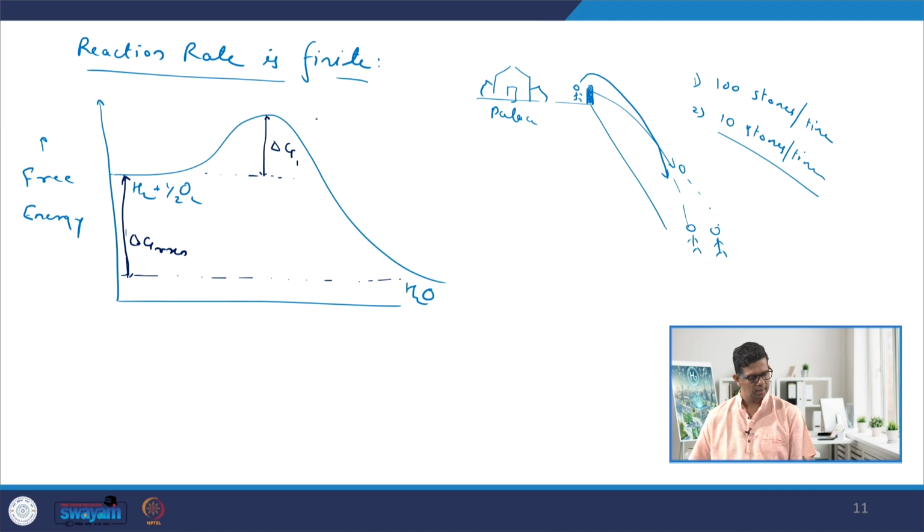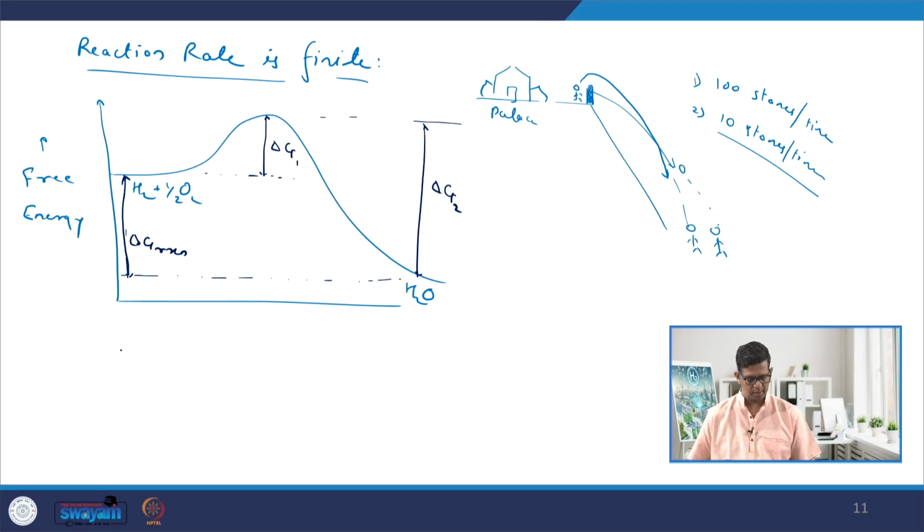What is the case for the product? This is my reaction barrier delta G2. In other words, if you want to convert water back into the reactant gases, hydrogen and oxygen, you have to overcome this delta G2 as a reaction barrier, and only then can water be converted into reactant species.